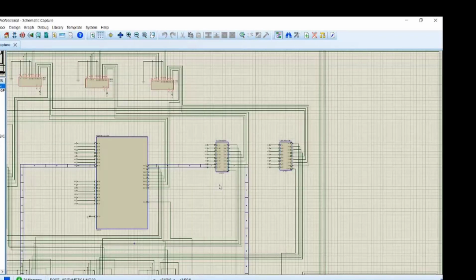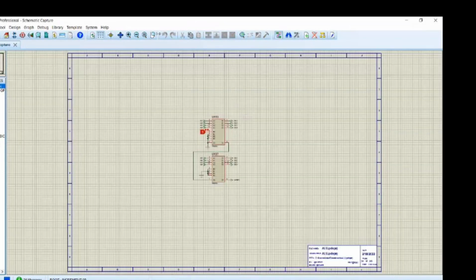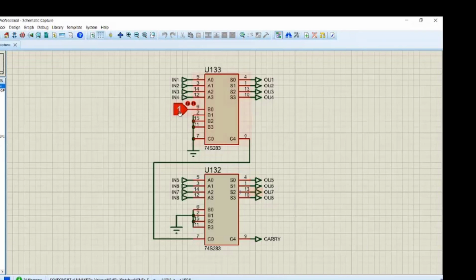Now this is our increment block. It is taking only one number, as the increment operation can be done on only one number at a time. Now in its child sheet, here two 4-bit full adders are used, and one is added to the LSB of the number, so it is incrementing the number by 1.